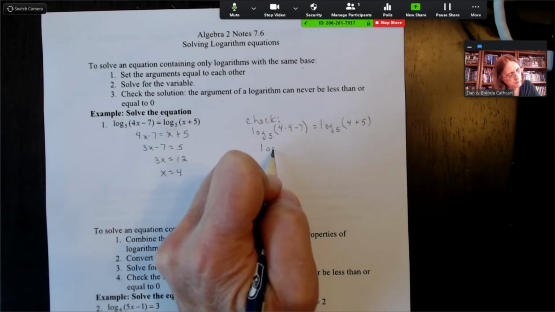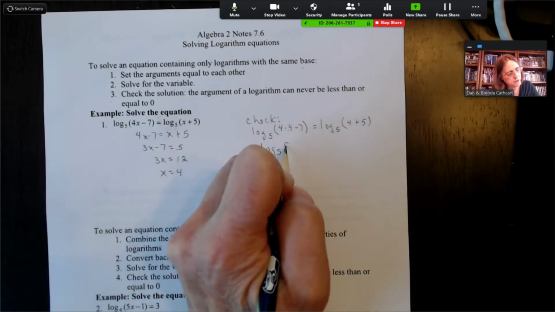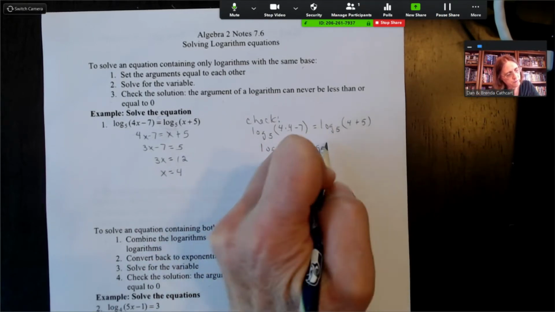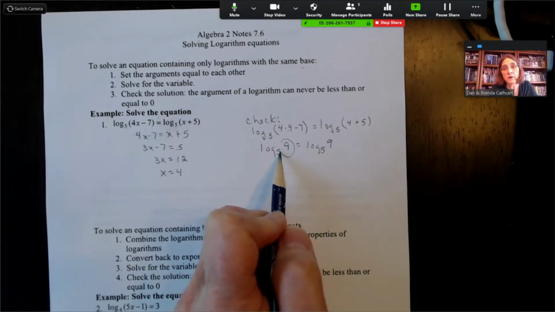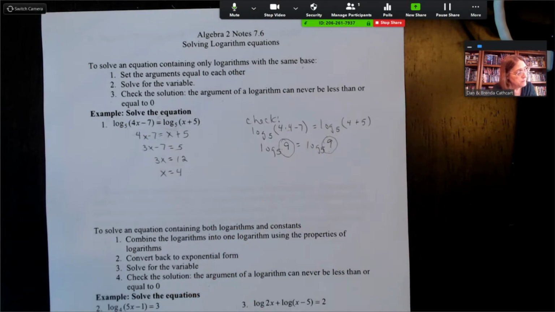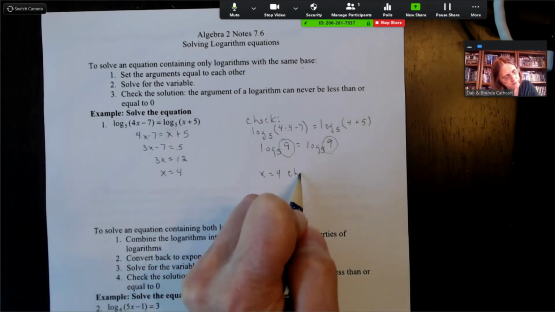Simplifying on each side, we have log base 5. We have 16 minus 7, which is 9. And on our other side, 4 plus 5 is equal to 9. These two are the same. This number right here, of which we're doing the logarithm, is positive. So everything is fine. X equals 4 checks.